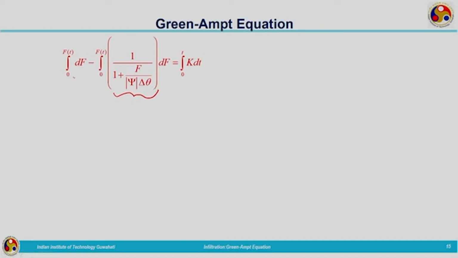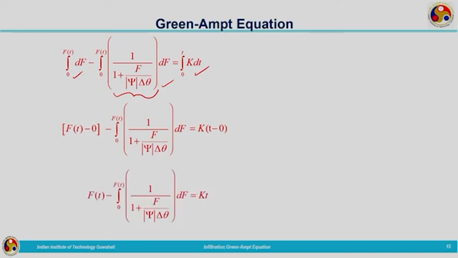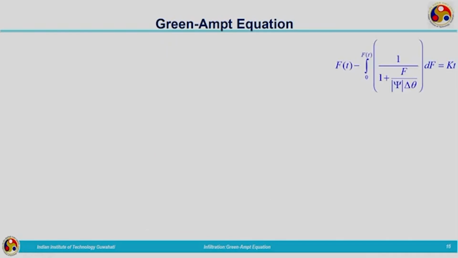So, these two terms, this term and this term, it is very simple. So, we can integrate first 0 to F of t. So, it will be taking the values F of t minus 0, minus second term, is equal to k multiplied by t minus 0. So, it will be F of t minus integral 0 to F of t 1 by 1 plus f divided by psi delta theta df is equal to kt. Let this equation be 1. So, this is our expression. We are going to consider the second term separately.